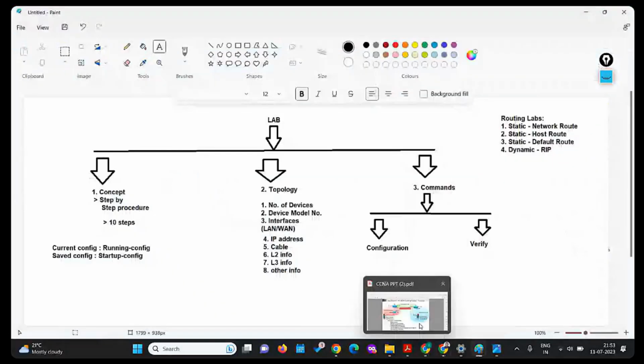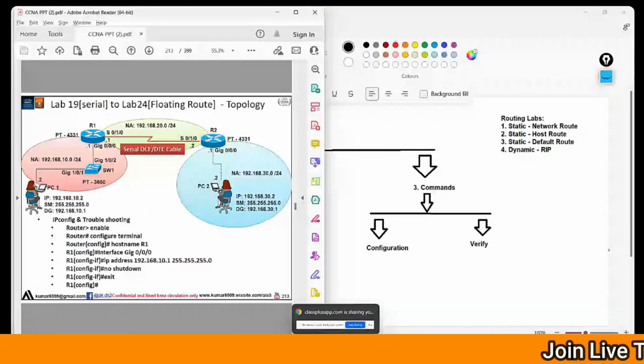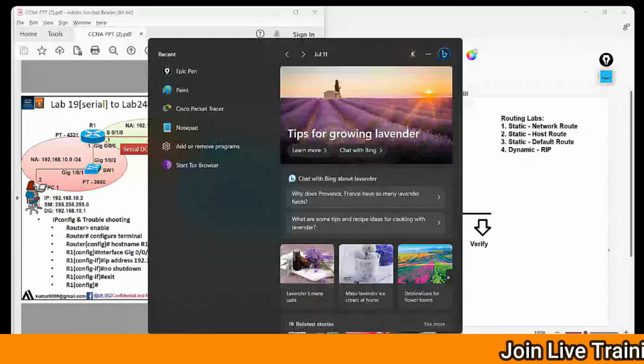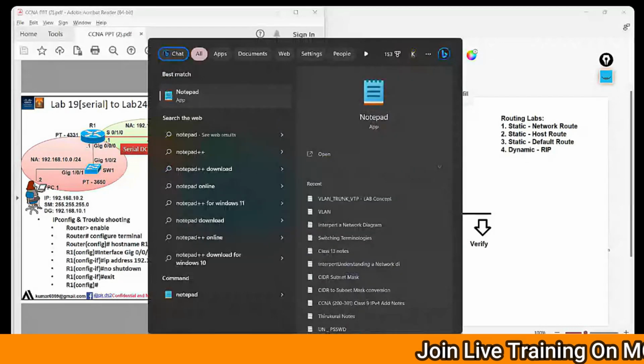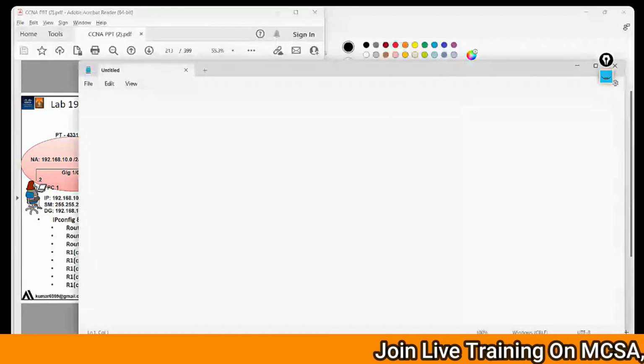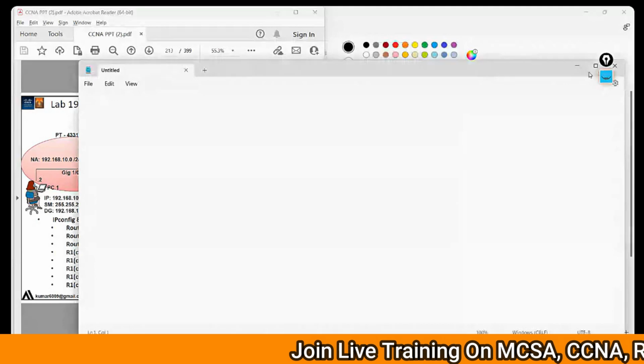What is the exercise name? Interpreting network diagram. Let me open the notepad. So this exercise will help you see, the command is just one command only. But understanding the lab, understanding the existing topology is very important. As I told you, a lab is not just typing the command. You have to understand. Correct?